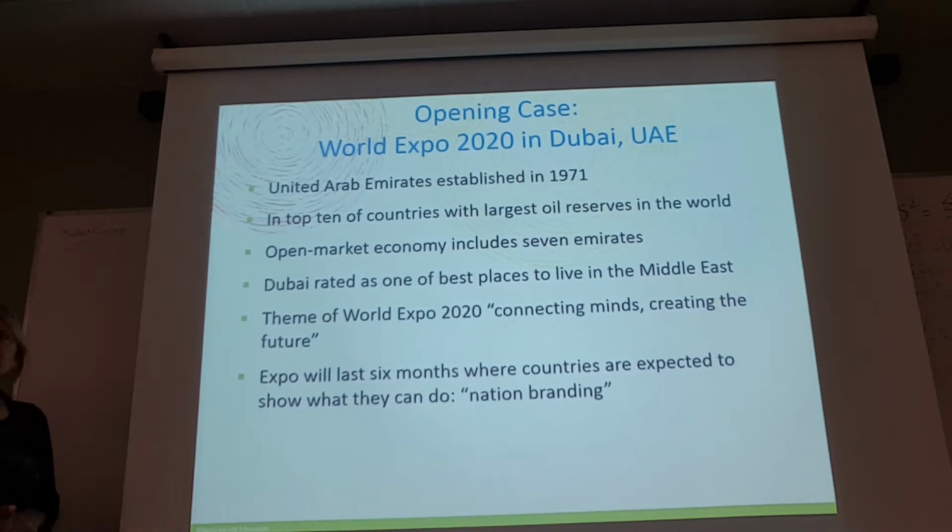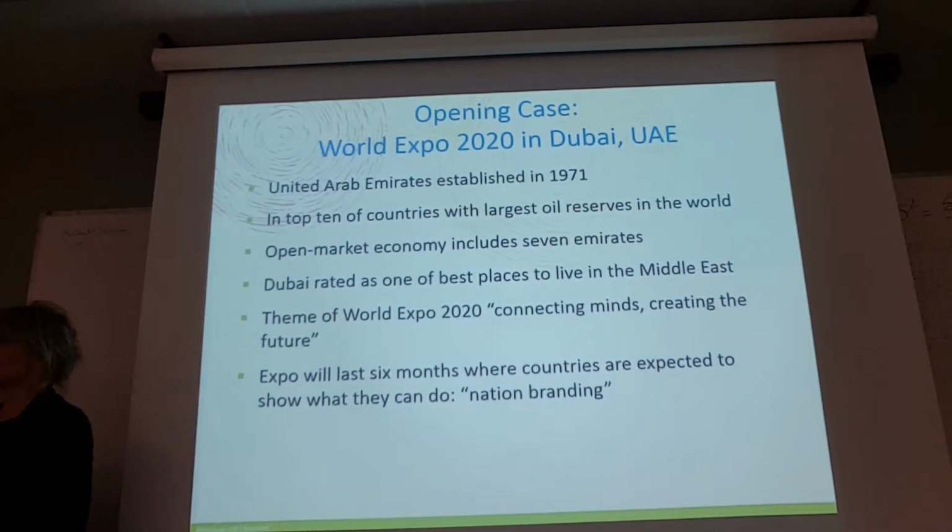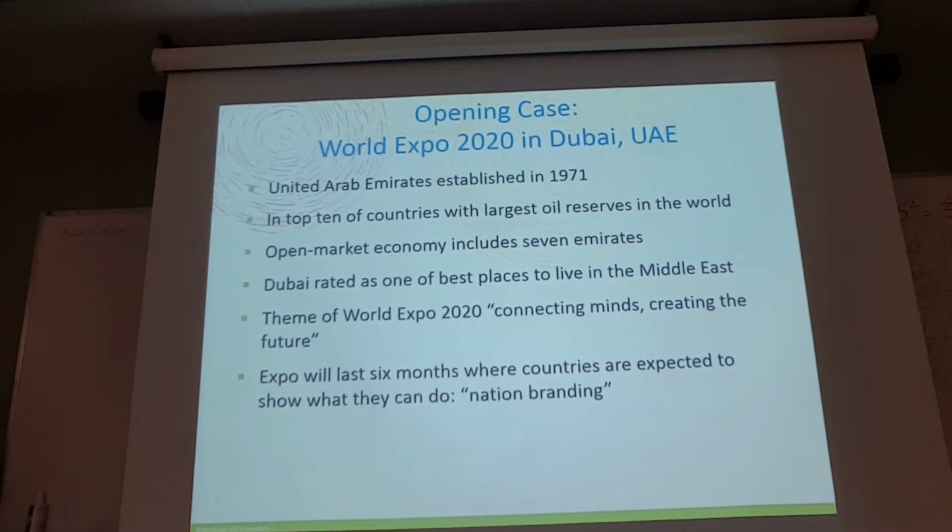United Arab Emirates is the picture of United Arab Emirates. United Arab Emirates was established in 1971. One of the top 10 countries with largest oil reserve in the world. It's an open market, which includes 7 emirates. Dubai rated as one of the best places to live in the Middle East. Theme of World Expo 2020: connecting minds, creating the future. Expo will last 6 months, where countries are expected to show what they can do, nation branding.